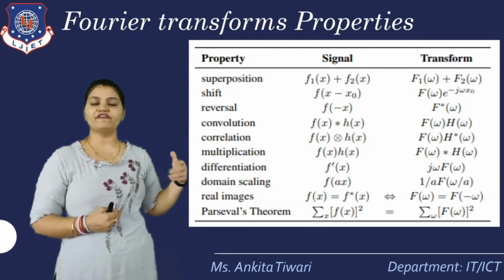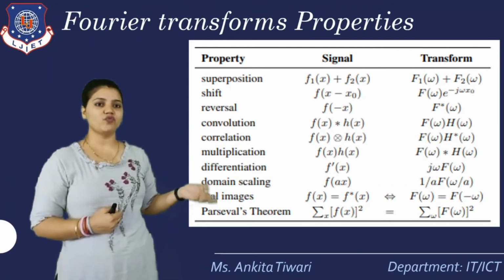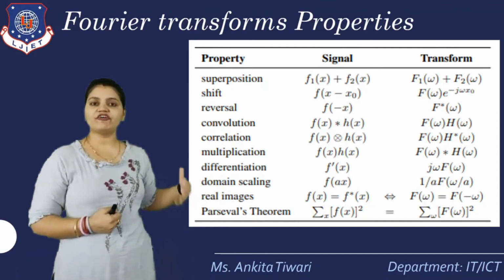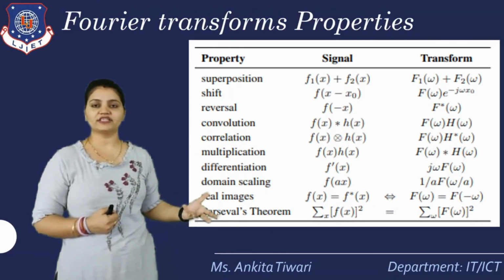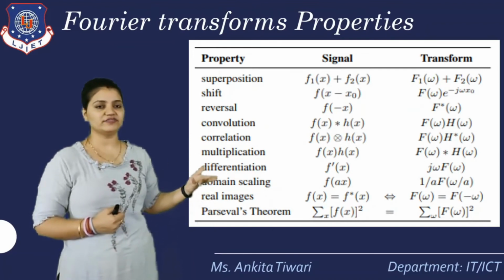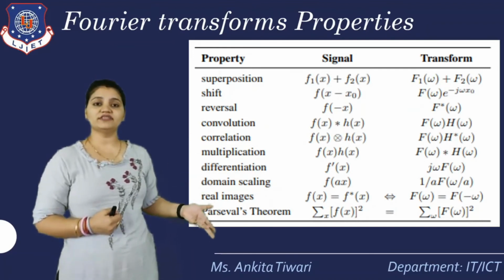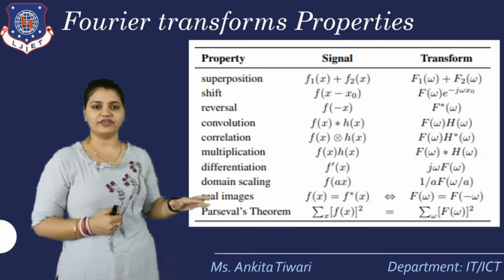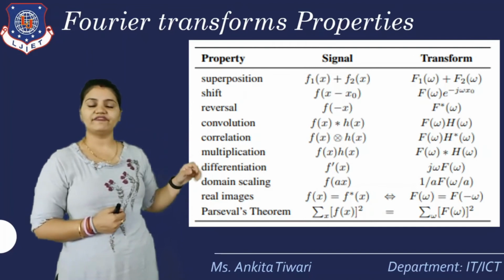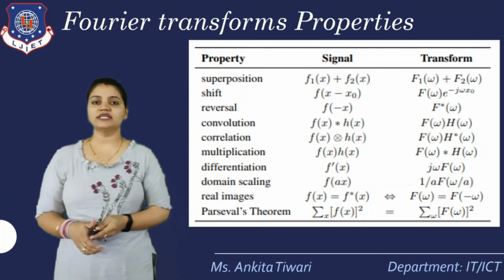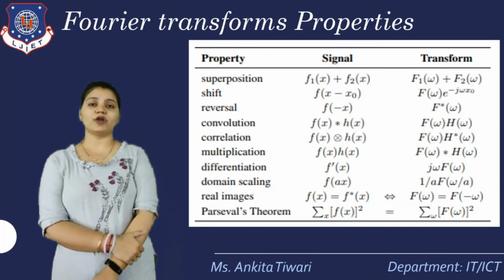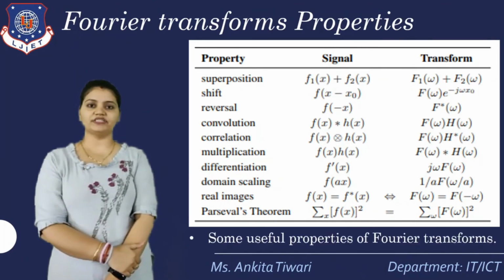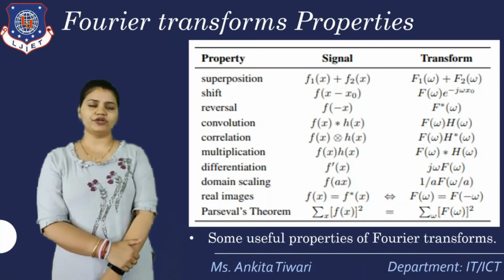Domain scaling: f of alpha x becomes 1 by alpha F of w by alpha. Real images: f of x is equal to f star of x, and the same applies with the imaginary part. Parseval's theorem: the summation of f of x whole square equals the summation of F of w whole square. So these are the different Fourier transform properties that we have, and we are going to see what each property is and what it does.